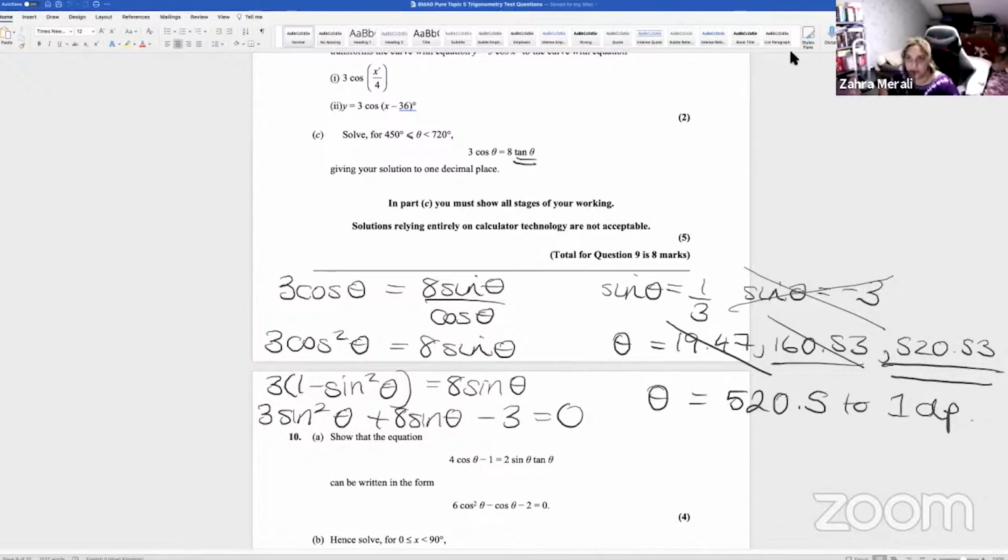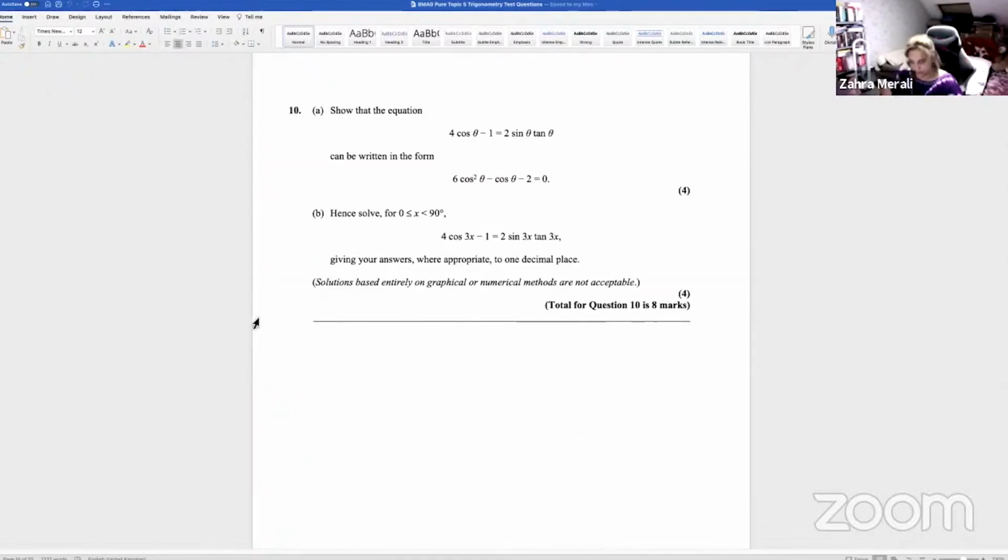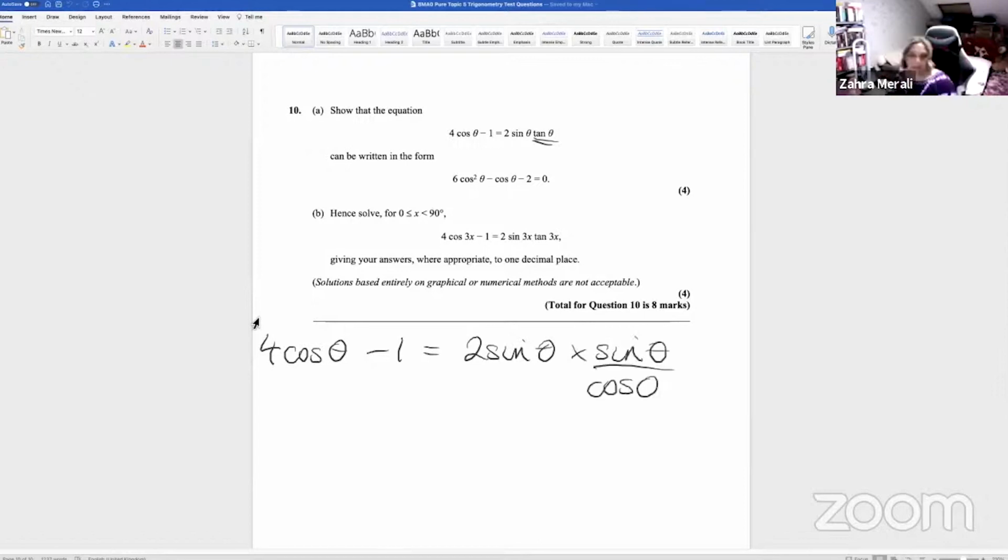Okay, final question. Again, tan. We see tan, we go tan is sine over cos. We're going to replace that with sine over cos, first step. So 4 cos theta minus 1 equals 2 sine theta times sine theta over cos theta. Right, let's times everything by cos theta. 4 cos squared theta minus cos theta equals 2 sine squared theta.